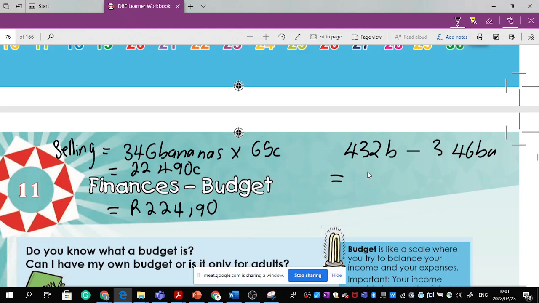How many bananas are too ripe? I'll never give you such a long question, guys, in a test. No way. 86 bananas. Yes, you're right. So those are the bananas that we sold at discount.